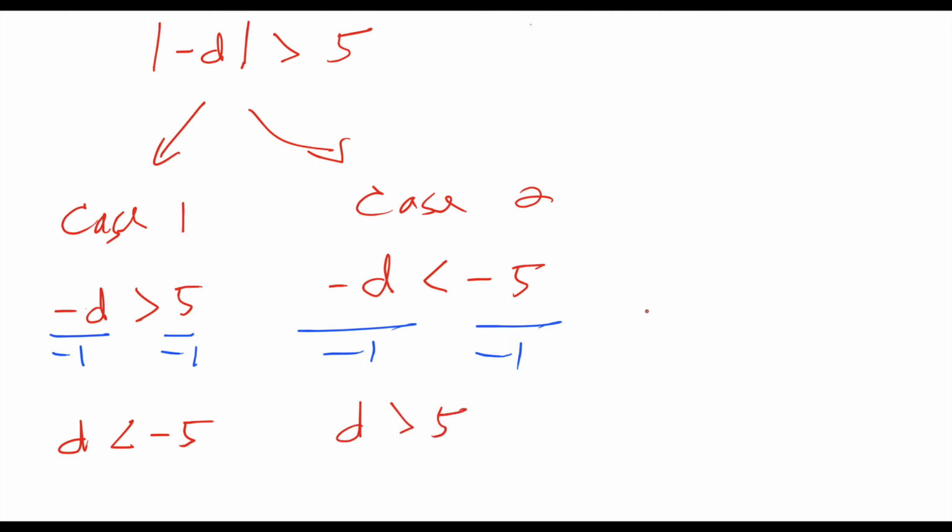Now let's put that on a number line. We have negative 5 and we have 5. And we are less than negative 5 and we are greater than 5. So is that an and situation or an or situation? That's an or situation. You can have a math teacher who's really picky, and if you write and, you're going to get partial credit.